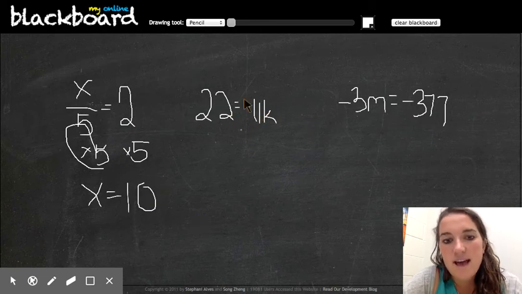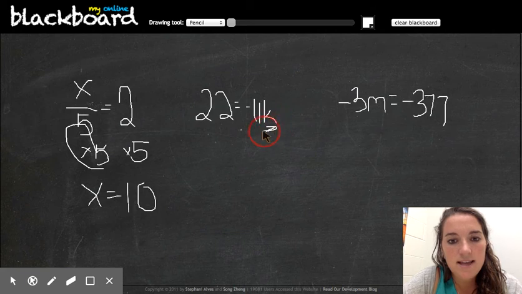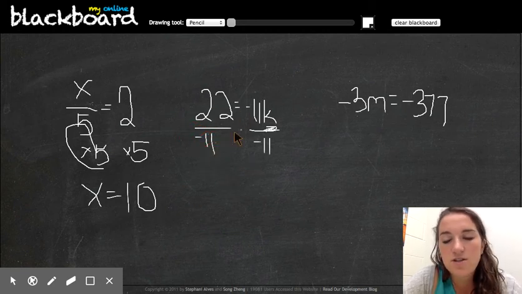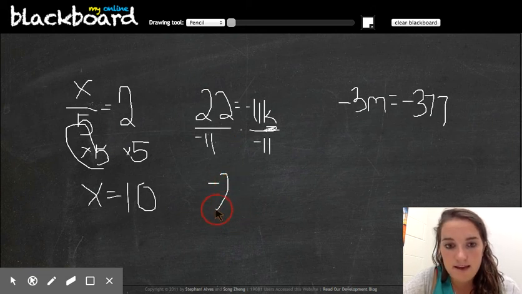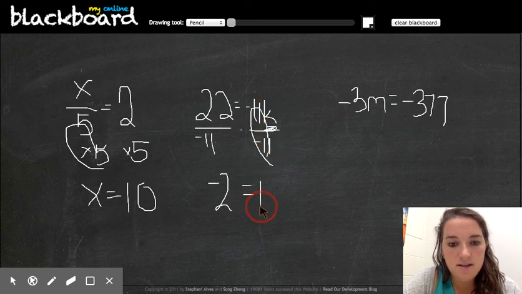Here, I have my k, but it's on the opposite side of the equation. It's right here. How can I get that k by itself? I'm multiplying k by negative 11, so I need to divide k by negative 11, which means that I also need to divide the other side of the equation by negative 11. 22 divided by negative 11, use a calculator. Negative 2 equals, these two cancel out, so k is by itself.